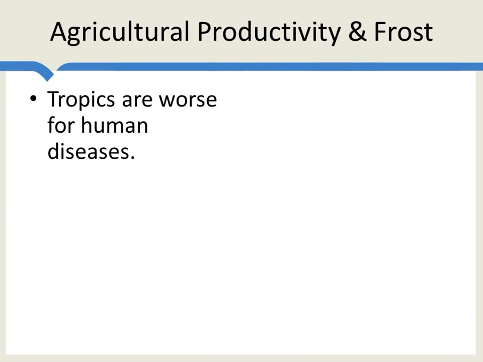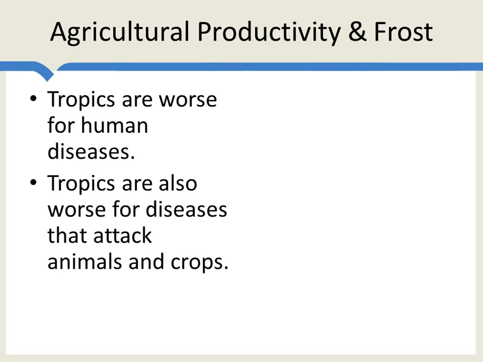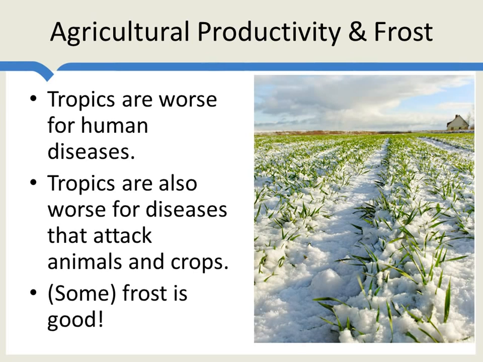It's said that the tropics are worse for human diseases. Not surprisingly, it also turns out they're worse for diseases that attack animals and crops. Now, we often think of the tropics as being lush, and indeed they are, but they're also chaotic. There's also a lot of death going on in the tropics. So it's much harder in the tropics to create single crops because they're invaded by these diseases and by these parasites. In fact, it turns out that some frost is actually very good for agriculture and very good for GDP.